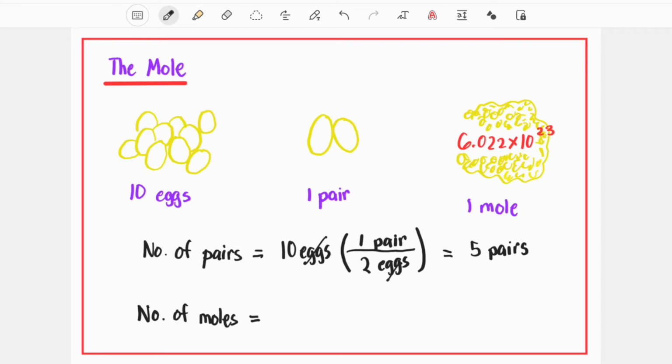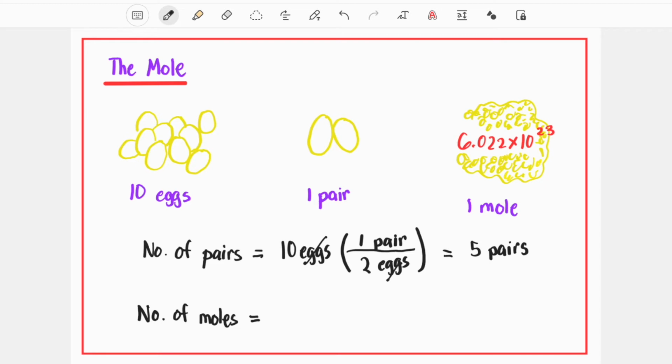So suppose I have 10 eggs and this is an exact value, there really are 10 eggs. I know that one pair of eggs is 2 eggs. So if I wanted to express my 10 eggs in terms of the amount of pairs, I will have to convert with a conversion factor that's 1 pair is to 2 eggs. The eggs are in the denominator because I want eggs to cancel out and pair to remain. So using this calculation, I now have my new unit of pairs. Specifically, 10 eggs is equivalent to 5 pairs of eggs.